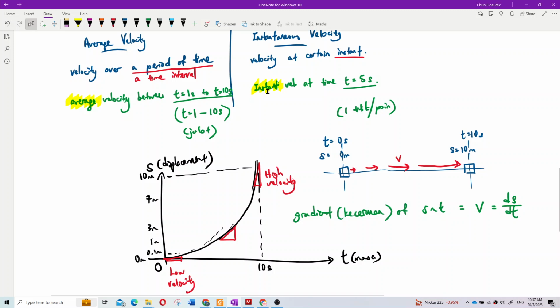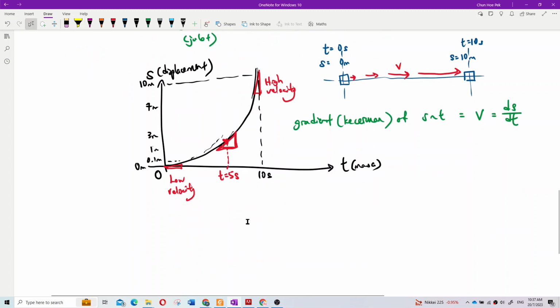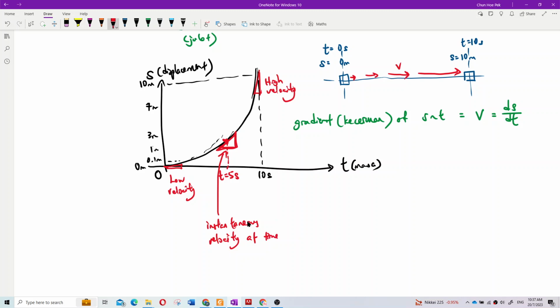So if let's say I want to find the instantaneous velocity at 5 seconds, that means dia refer to velocity pada masa ini. Time at 5 seconds, velocity pada saat itu sahaja. Faham tak? Yes, sir. So this one, like this one, this is the instantaneous velocity. Dia ada bagi satu point masa, ya. Satu point masa at time equal to 5 second, velocity pada masa itu.